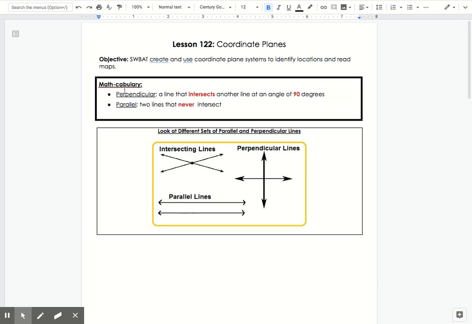So the first word is perpendicular. Perpendicular means that there are two lines that intersect at an angle of 90 degrees. So here's an example of what perpendicular lines look like. They intersect at a right angle, 90 degrees.